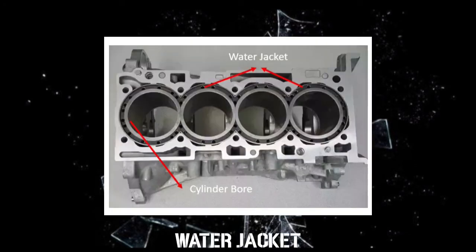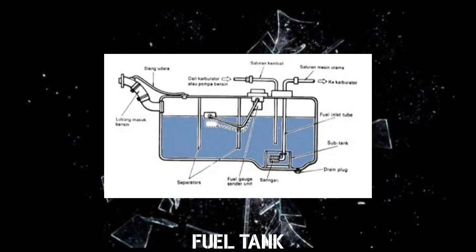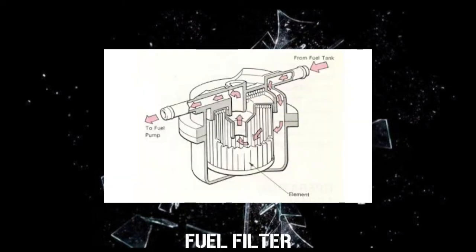14. Water jacket. Functions as a way for cooling water to absorb heat from the cylinder block. 15. Fuel tank. The function of the fuel tank is to accommodate the fuel needed by the engine to run its work cycle.